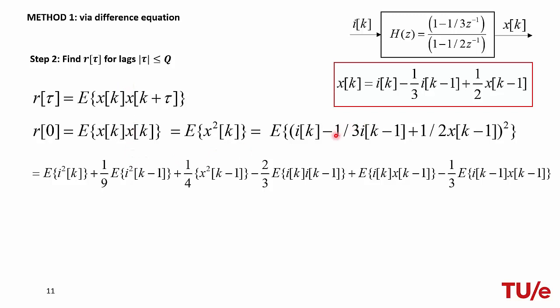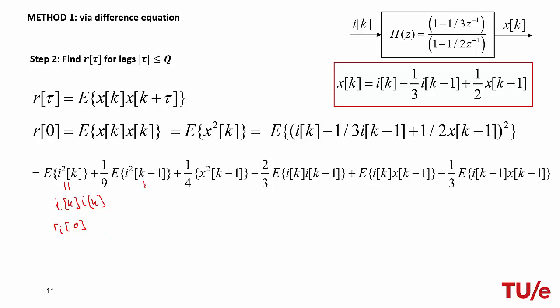The next step is to expand this square, and given the linear property of the expectation operator, separate each component of the square. Now let's look separately at each of these components. This one is equal to multiplying ik times ik. So it's like the autocorrelation function of I for lag equal to 0.